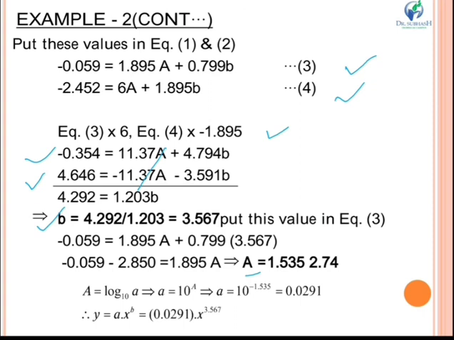And this is the value of capital A. Don't consider this 2.74. So capital A equal to log base 10 of a. This implies a equal to 10 raised to A. And we'll put the value of capital A here. So I get the value of small a as 0.0291. I'll put this value of small a and small b in the given curve, that is y equal to a into x raised to b. So this is my final required solution of the given curve according to the given data.